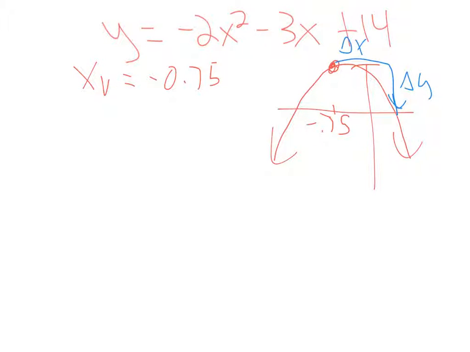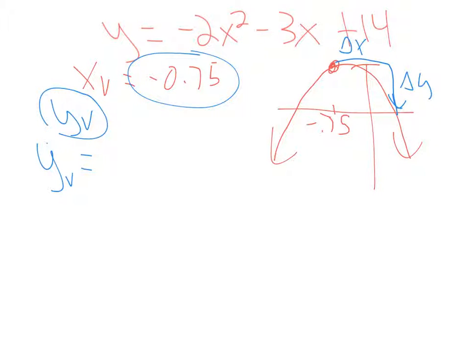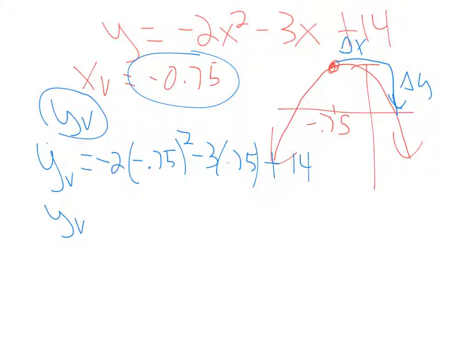So the first thing I need to do is get the y value of the vertex before I can do that. So I substitute in negative 0.75 everywhere I saw x: negative 2 times negative 0.75 squared, minus 3 times 0.75 plus 14. And I put that in my calculator exactly as I see it. You should do this as well. And the y value of the vertex works out to 15.125.